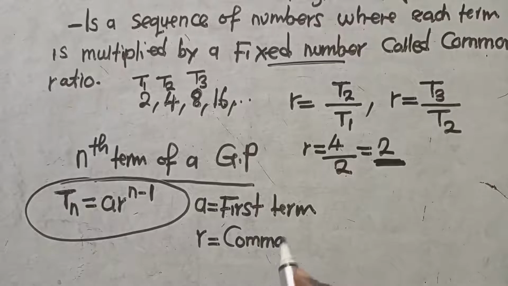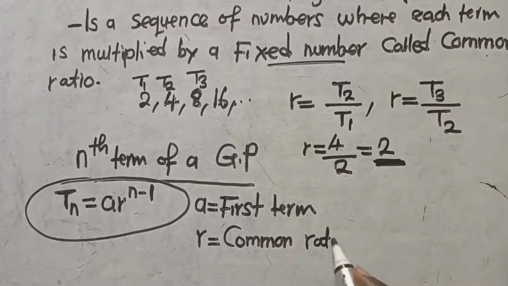Common ratio. We are just from doing arithmetic progression. We don't say common difference. Here we say common ratio. You only say common difference when you are talking about arithmetic progression. So this is what I want you to know.